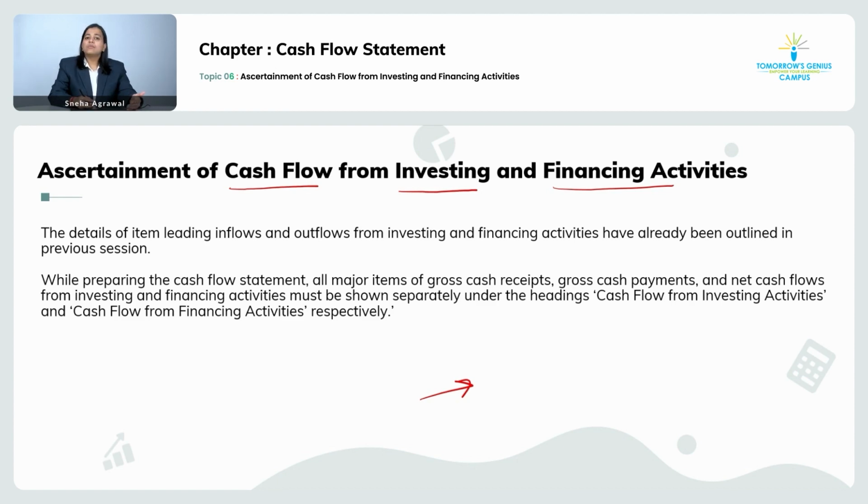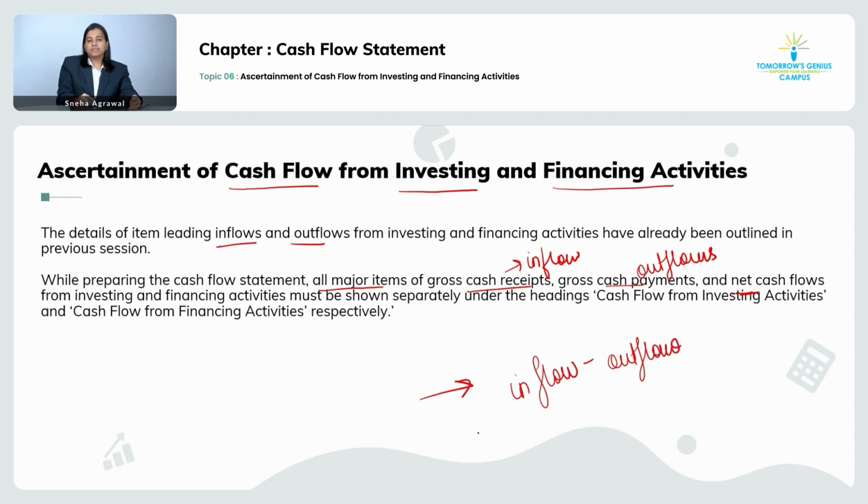Let's ascertain while preparing the format for the same. So the detailed items of inflow and outflow we have already understood. What do we do in case of the format? All the major items of gross cash receipts and gross cash payments: receipts are my inflows, right? And payments are my outflows. We have to take the net of it. What does net mean? It is inflow minus outflow.